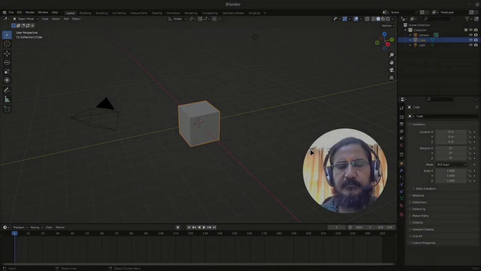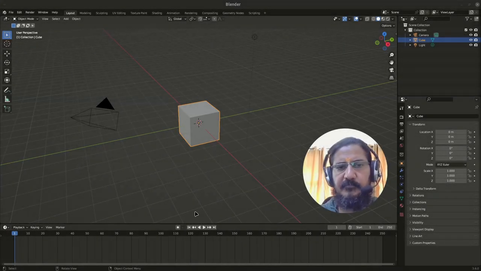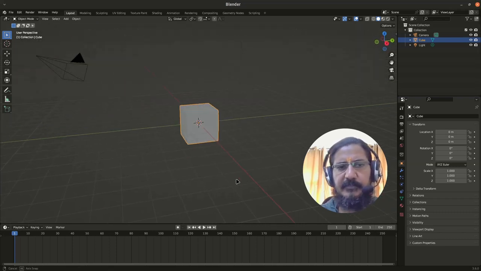Hello, in this video we are going to discuss the 3D viewport. The 3D viewport is the default area where you will be working during the course. Now here in the 3D viewport, what you see is a 3D grid over here.